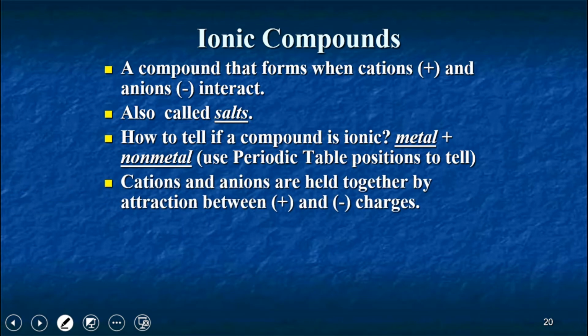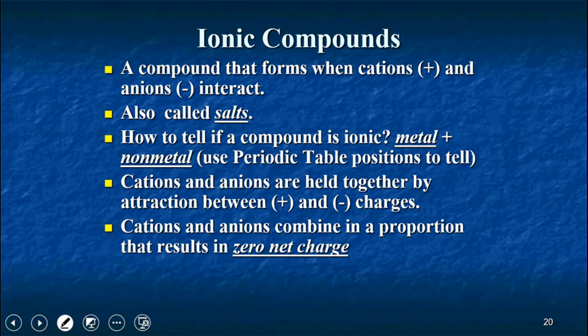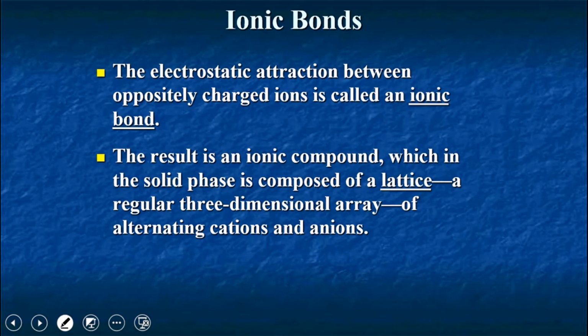The thing that holds cations and anions together is the attraction between the positive and negative charges. But here's what's important. When they combine, they have to combine in a proportion that results in zero net charge. In other words, every positive charge has to be balanced by a corresponding negative charge. We're going to call the electrostatic attraction between oppositely charged ions an ionic bond. Notice that in the world of physics, this is simply what we call electrostatic attraction. It's an electrical force, but we're going to call them ionic bonds.